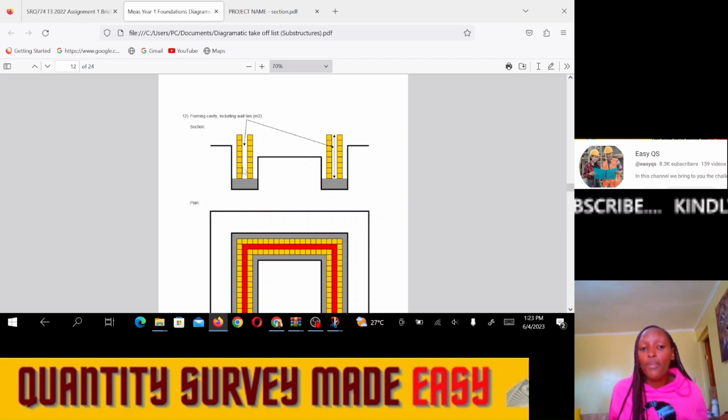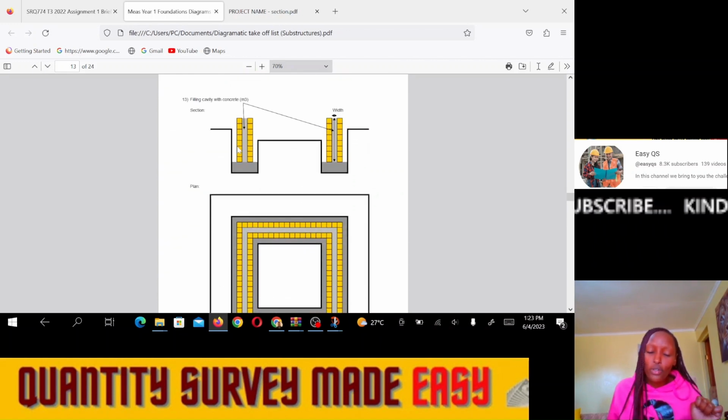But just in case the brickwork is of equal thickness to the blockwork, and it's placed at the center of the trench, then the center line of the trench could be the center line of the cavity. But in case the brickwork and the blockwork do not have the same thickness, then you need to calculate for the center line of the cavity. So forming the cavity is calculated in meters squared, which is taken as the center line of the cavity times the height of the cavity up to the DPC.